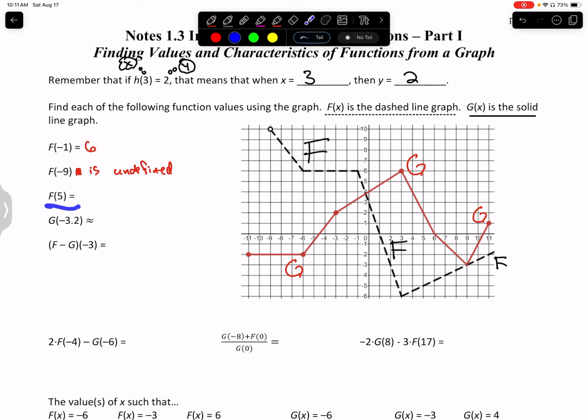F of 5 is the next one. So if we go from the origin and we go right 5, this time we have to go down to get to f, so our answer is going to be negative. That's a y value of -5. So f of 5 is -5. That's the ordered pair 5, -5 on the dashed graph.